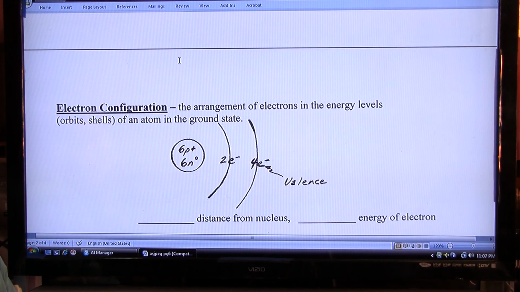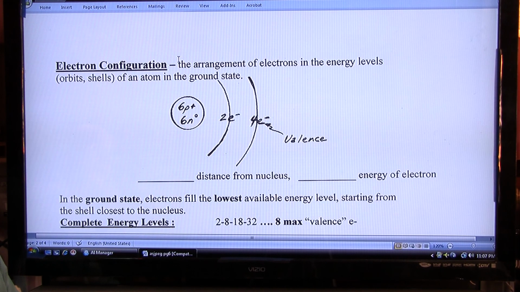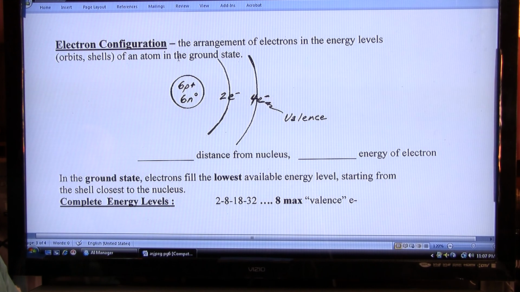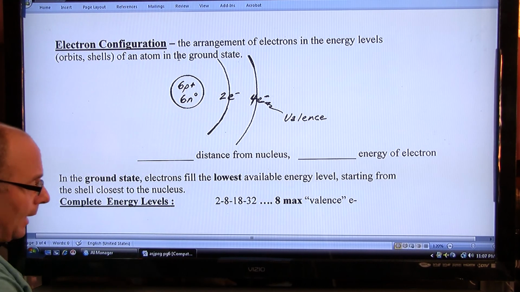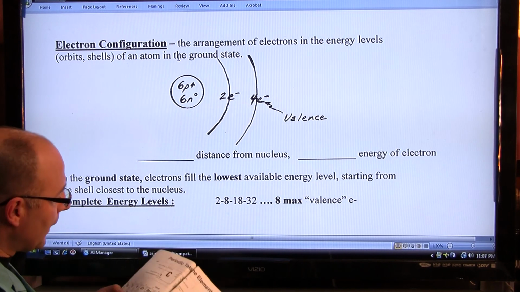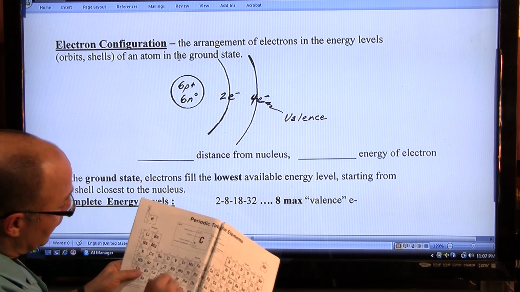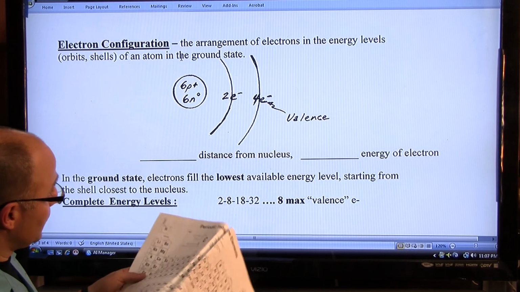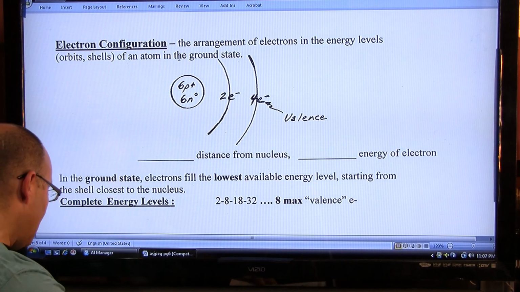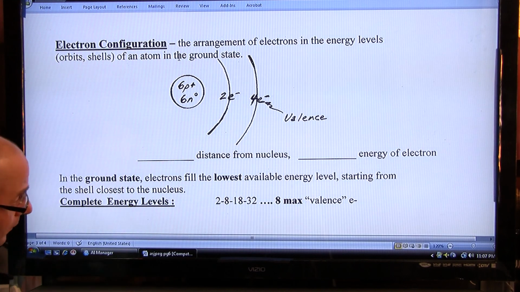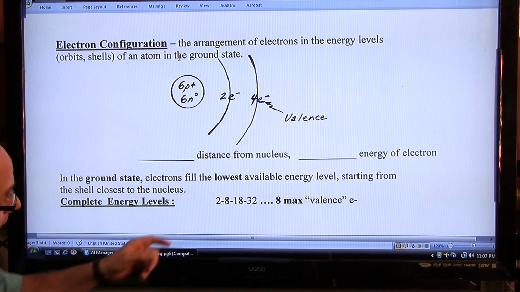And let's talk about where exactly the electrons are. In other words, the electron configuration. Again, this is information that you're going to find in the key. The electron configuration of carbon is 2-4. What does that mean? That means that in the first orbit or shell of carbon, there are 2 electrons, 2 e's.